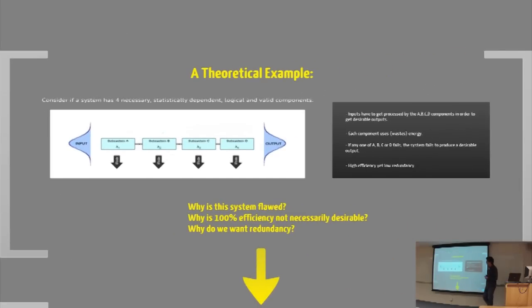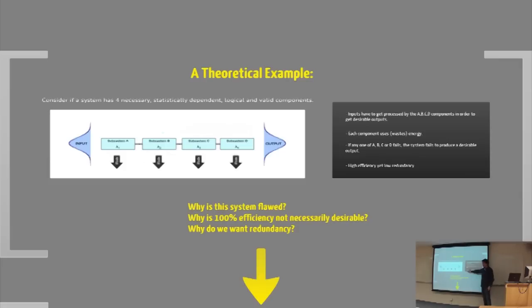So here's a theoretical example to put them together, to link them into a kind of system. Now consider a system has four necessary, statistically dependent, logical, and valid components. So there's obviously a bell curve of inputs, which leads to each subsystem, which obviously has a certain waste and a bit of output. This is just a slightly more complicated example of the first one, where we just saw energy going into a process, energy coming out, and there's a bit of waste coming out.